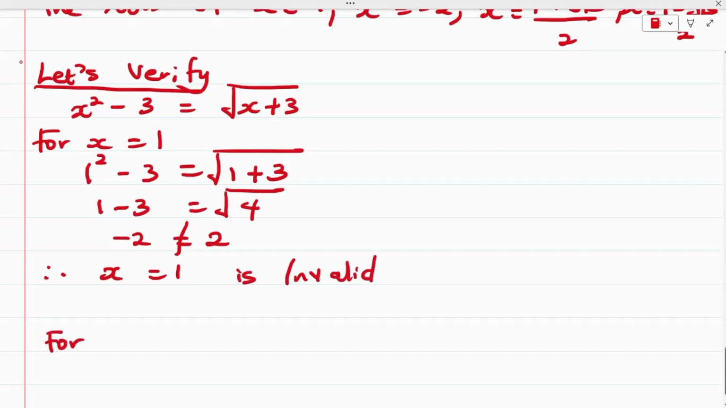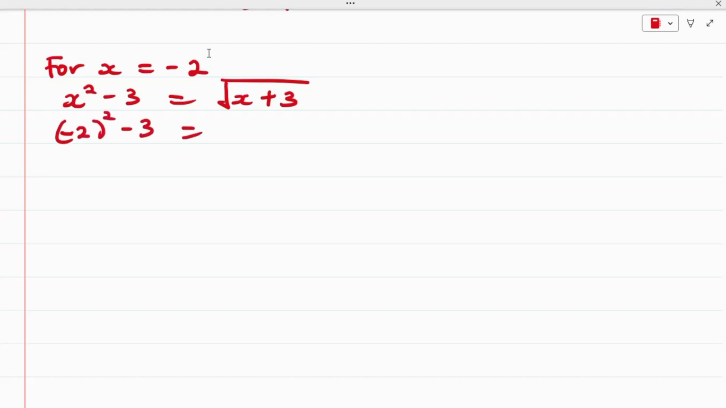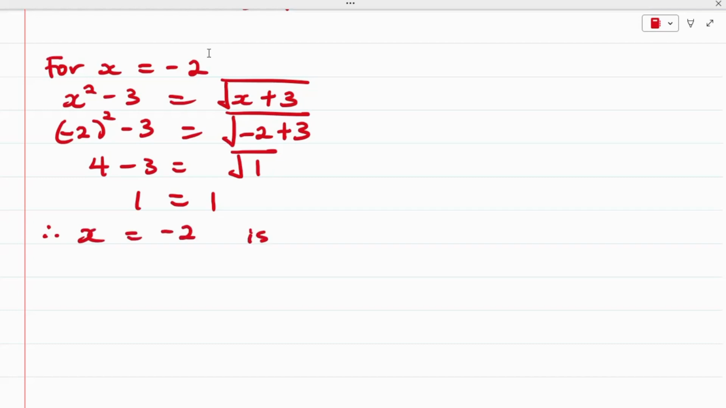So let's solve for x equals negative 2. For x equals negative 2, we have the original equation x squared minus 3 equals the square root of x plus 3. So we have negative 2 all squared minus 3 is equal to the square root of negative 2 plus 3. Negative 2 all squared is 4, minus 3, which is equal to the square root of negative 2 plus 3, which is 1. 4 minus 3 is 1, which is equal to the square root of 1, which is 1. So therefore 1 is equal to 1. So we say x equals negative 2 is a valid solution.